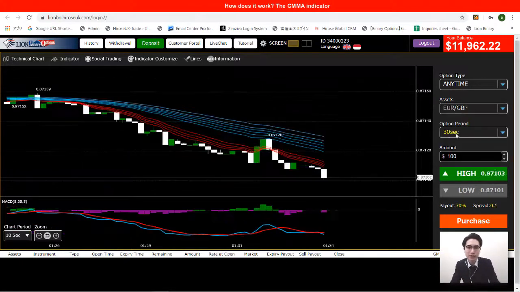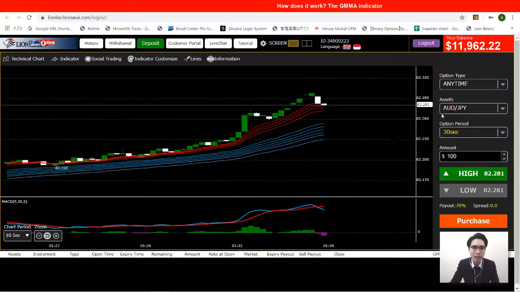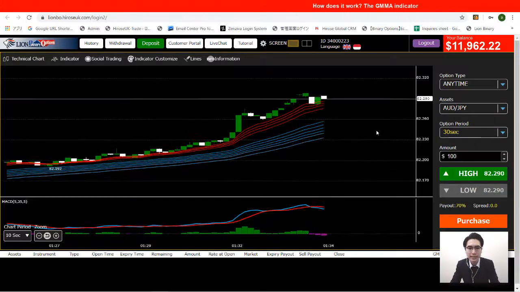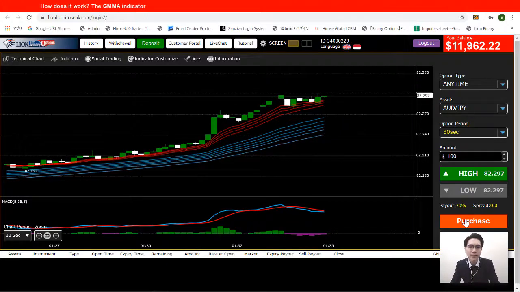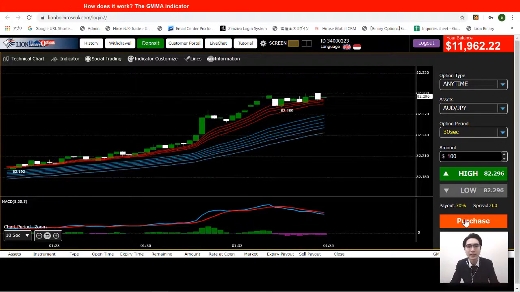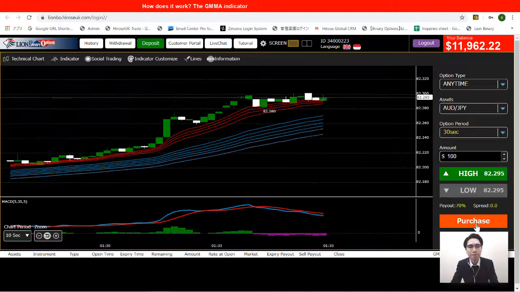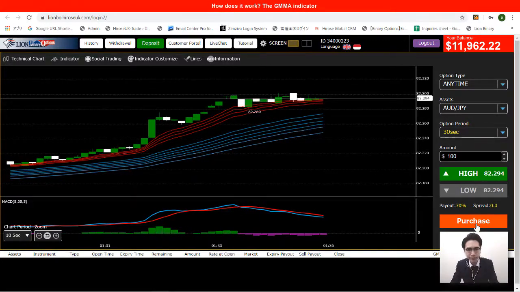Since the trend is in an uptrend, I will try to stay on the same currency pair, and then I'm just going to wait for another retracement in the trend. Okay, so just wait for a little bit.